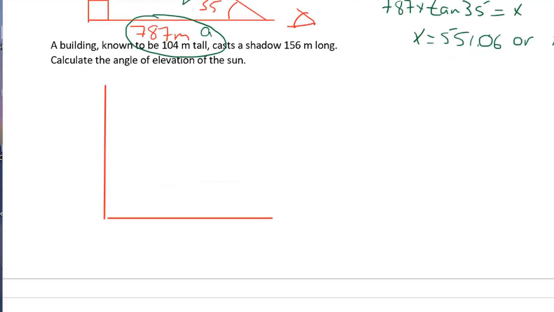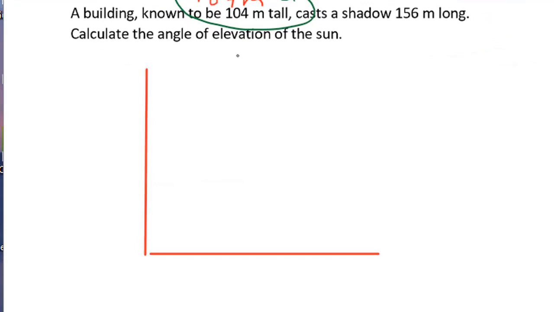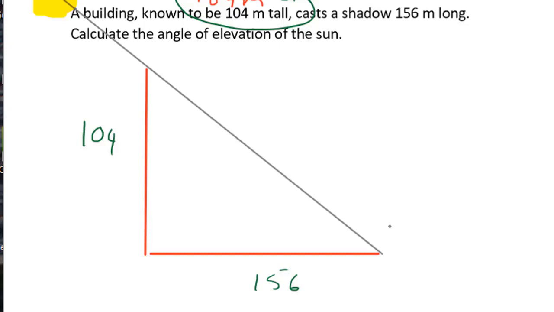In the second question, we're told that we have a building that is 104 meters tall. So I'm going to write that in right here. And it casts a shadow that is 156 meters long. We're being asked to calculate the angle of elevation of the sun. What we're actually asked for is what this angle is right here. If we are down at the bottom looking up at the sun, what is the angle of elevation? And I'll represent that by theta.